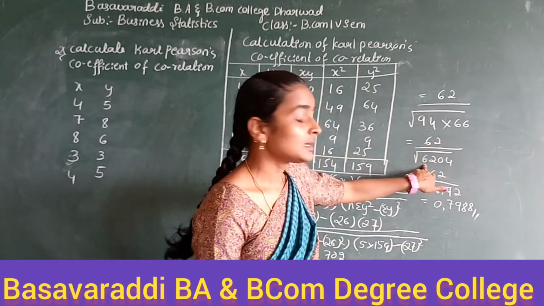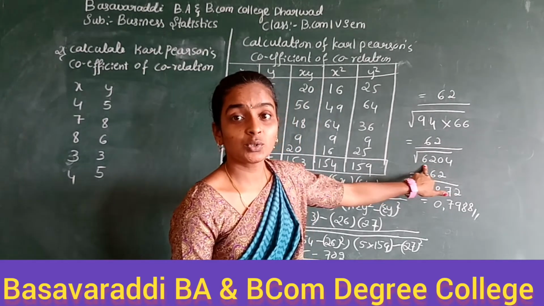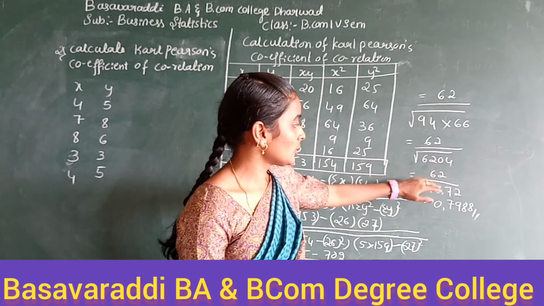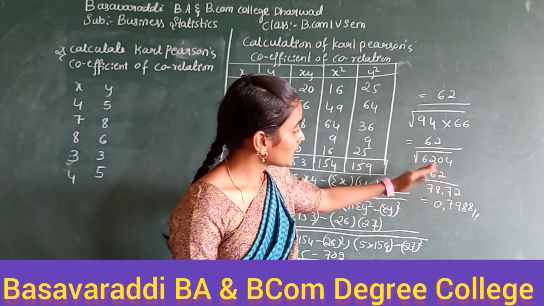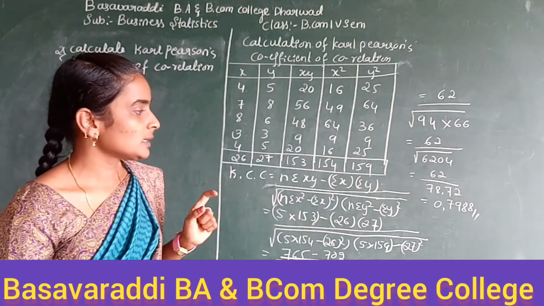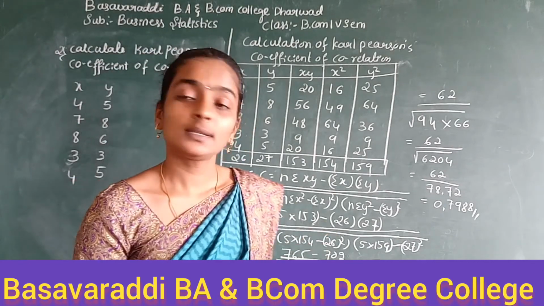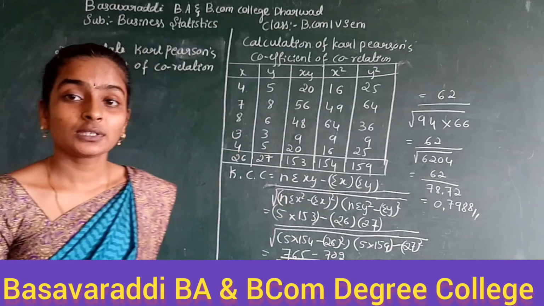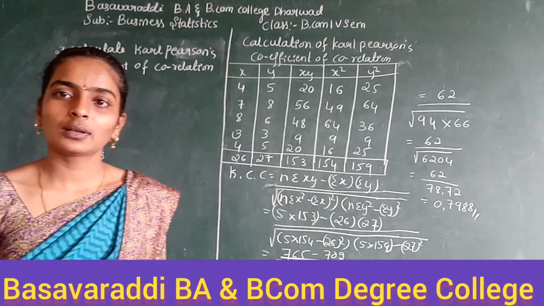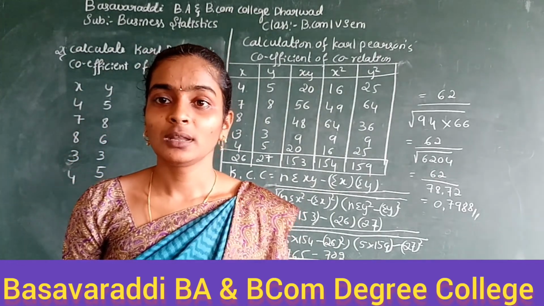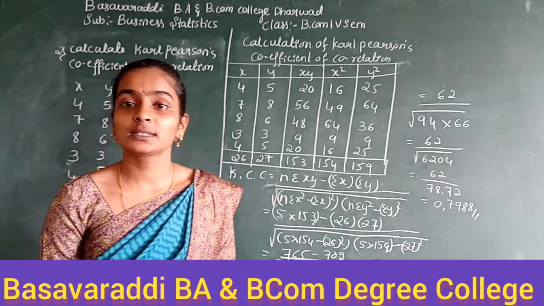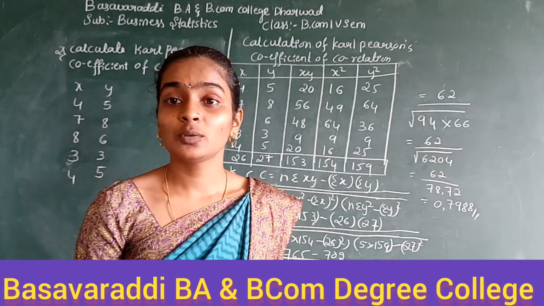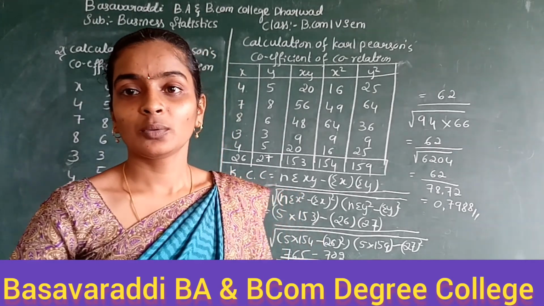94 into 66 is 6204. 62 divided by the square root of 6204 is 78.72. 62 divided by 78.72 is 0.7988, which is our Karl Pearson coefficient of correlation. I hope you understood. In the next session, I will solve different problems based on Karl Pearson coefficient of correlation. Okay, thank you.